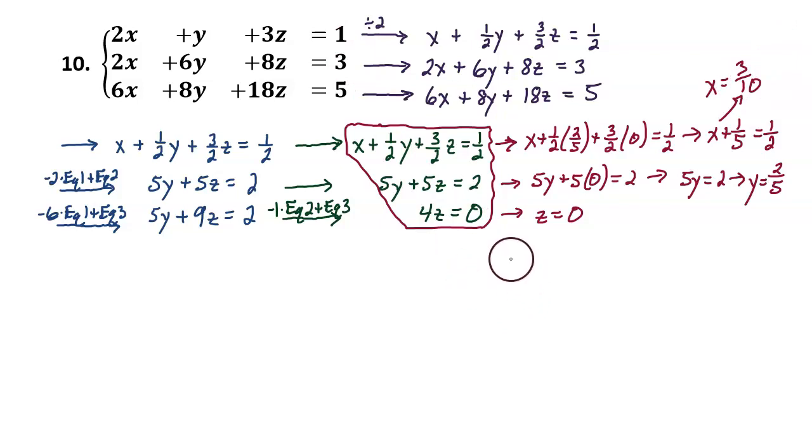As an ordered triple, our answer for x is 3/10, our answer for y is 2/5, and our answer for z is 0.